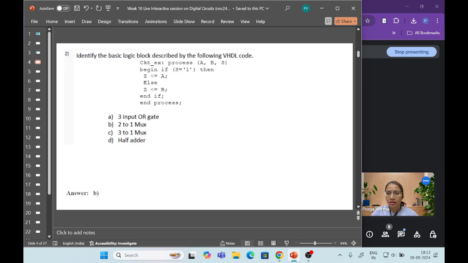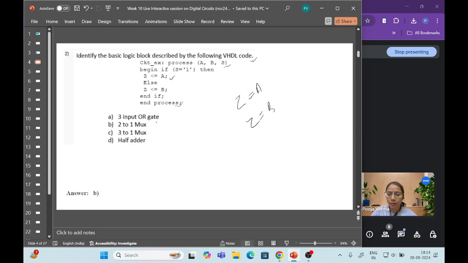The next question is: identify the basic logic block described by the following VHDL code. In the process, there are three signals given: A, B and S. The code is: begin, if S is equal to 1, then the output Z will be A, otherwise the output will be B, then end if and end process. So which option is correct?